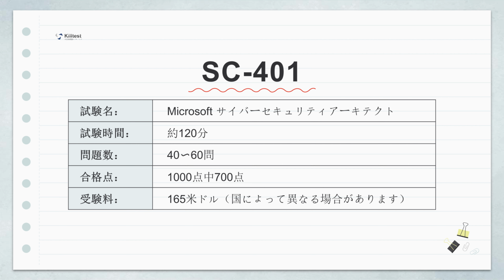Effectively, yeah. And just to give a bit of context, this SC-401 exam, the official name is Microsoft Cybersecurity Architect. It usually runs about 120 minutes, 40 to 60 questions, somewhere in there. Standard sort of length. And you need a 700 out of 1,000 to pass. It costs around 165 US dollars generally. Might vary a bit by country, you know how it is. Standard stuff.